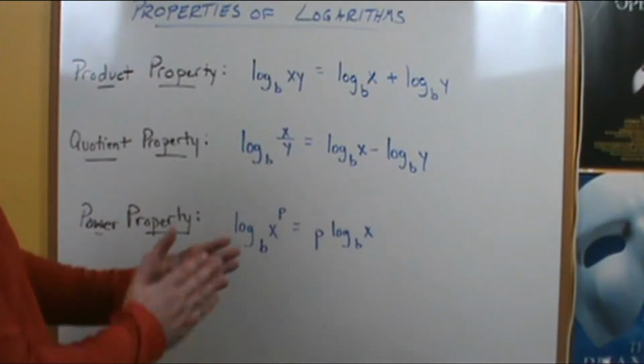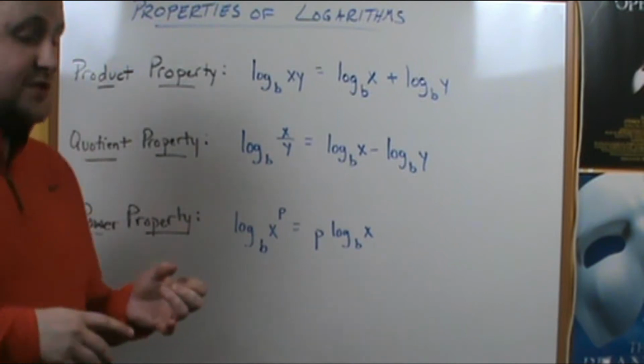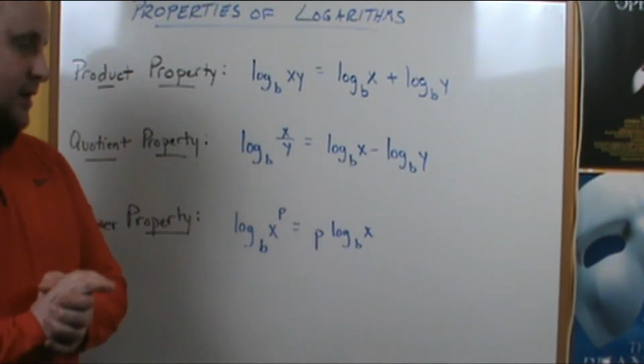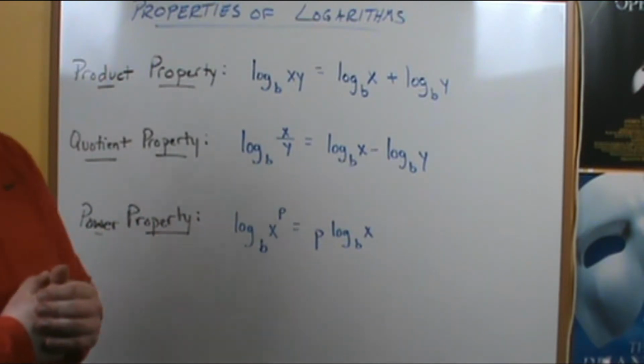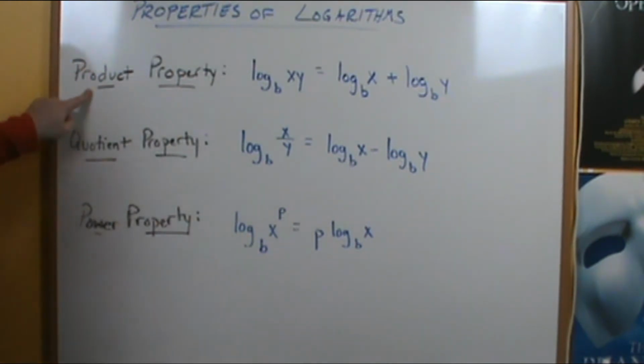Alright, so in this video we're going to talk about the three properties of logarithms and how they're used to evaluate, expand, and compress logarithmic expressions likewise. The three basic properties of logarithms are the product property, the quotient property, and the power property.